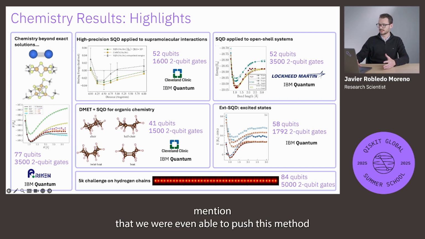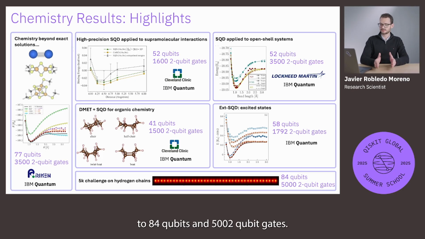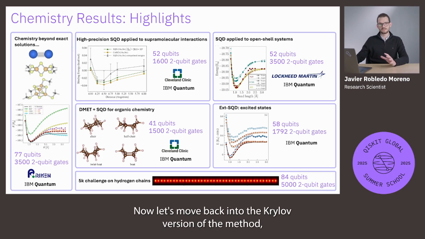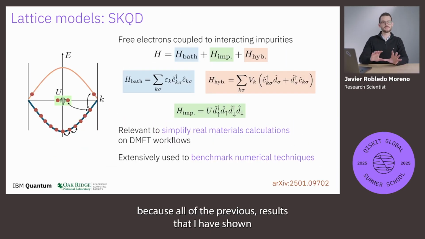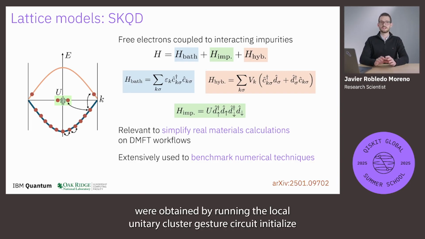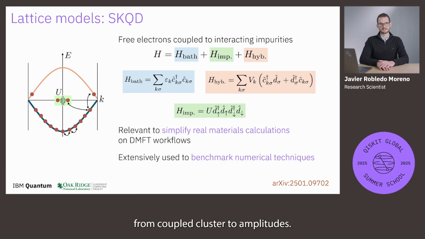Lastly, I would like to mention that we were even able to push this method to 84 qubits and 5,000 2-qubit gates. Now let's move back into the Krylov version of the method, because all of the previous results that I have shown were obtained by running the local unitary cluster Jastrow circuit initialized from coupled cluster T amplitudes.